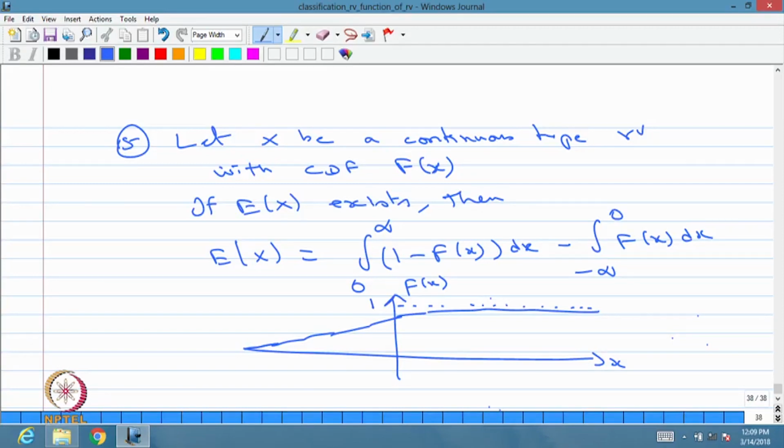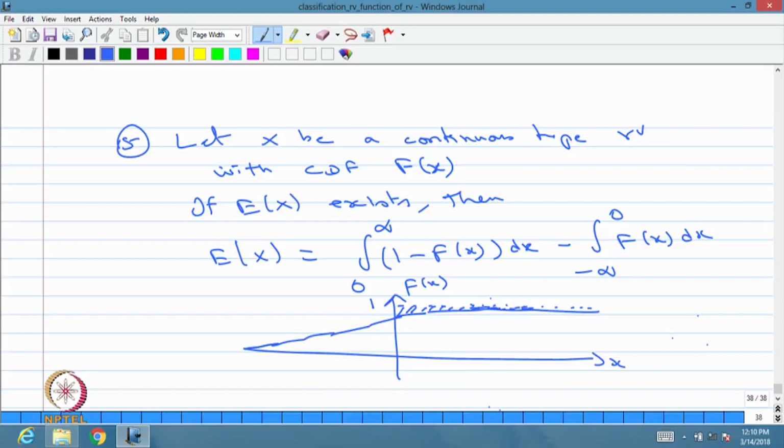The integral from 0 to infinity of 1 minus F of x dx is the same as the area below 1 and above F of x between the interval 0 to infinity. So, you can shade. This shaded quantity is nothing but the integral from 0 to infinity of 1 minus F of x dx. 1 is a line; 1 minus F of x from 0 to infinity is the area between F of x and the line 1. That shaded area is the integral from 0 to infinity of 1 minus F of x dx.